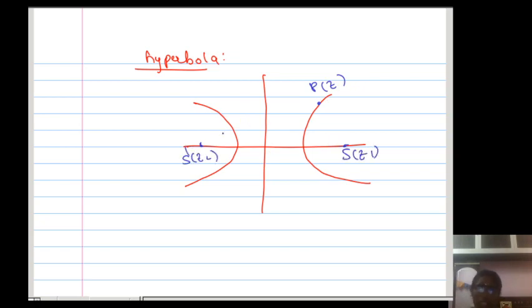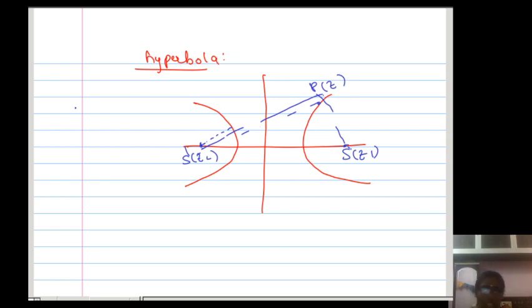In the ellipse we are taking the sum of the distances, so in the case of ellipse we are doing the sum. But in the case of hyperbola we are taking the difference of the distances. The difference of the distances of any point on the hyperbola from two fixed points, foci S and S dash, is always constant. That is again 2a.